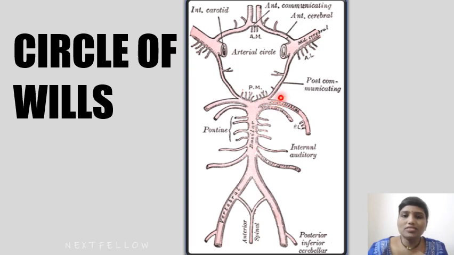The circle of Willis gives cortical as well as central branches. Central branches enter into the substance of the brain and they supply the basal ganglia, internal capsule and corpus striatum, whereas cortical branches anastomose on the surface of the brain.